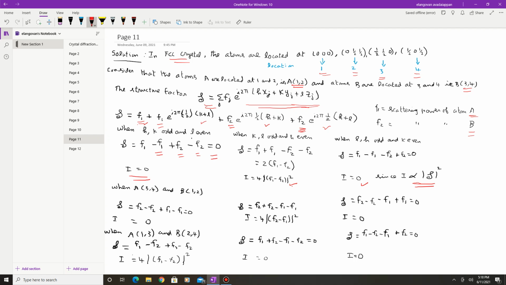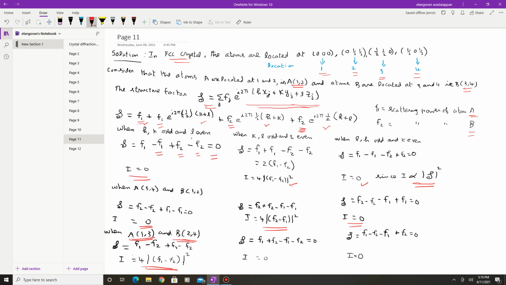Now, if we change the location, suppose atom A is at 3 and 4 and atom B is at 1 and 2, you notice that the intensity is 0 in one case, and again the intensity is maximum in another case, for the different possible values of H, K and L. Now the important thing is, suppose atom A is at 1 and 3 and atom B is at 2 and 4, so the atoms are at different locations. Then the structure factor now becomes this.